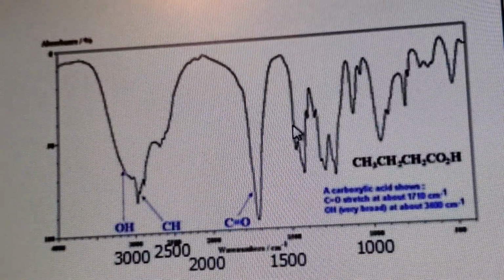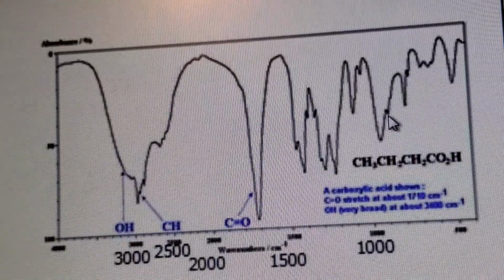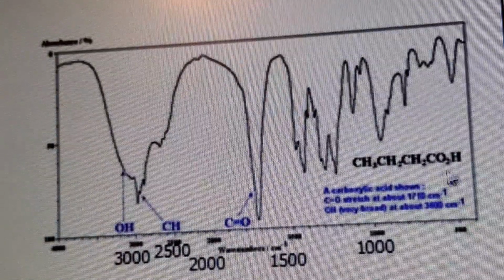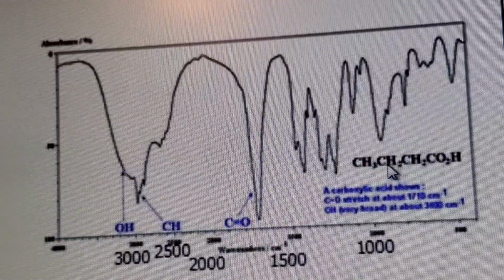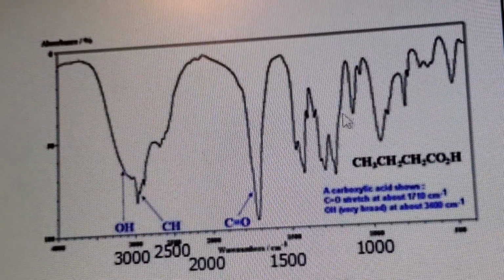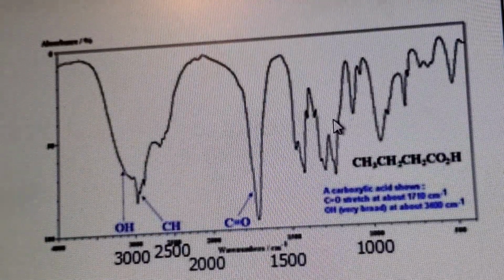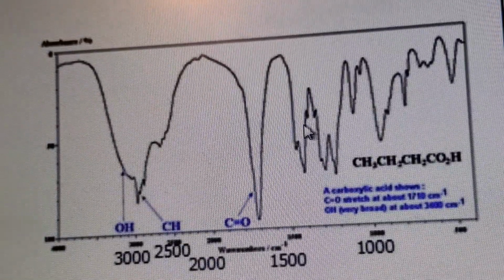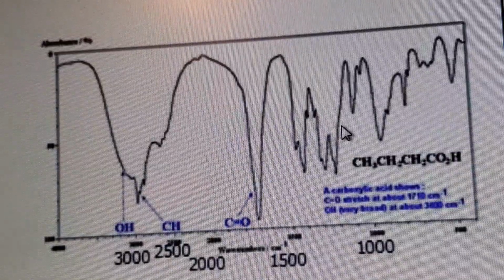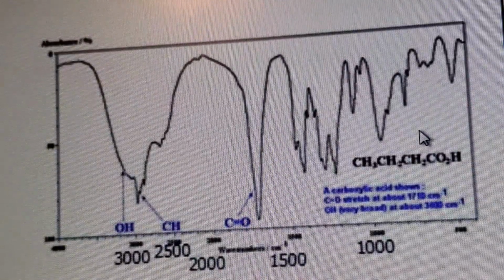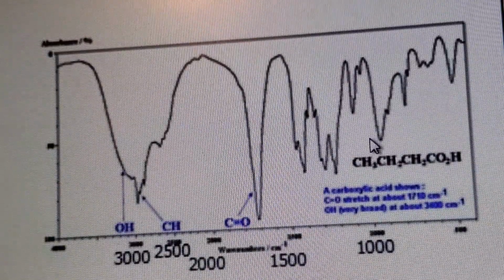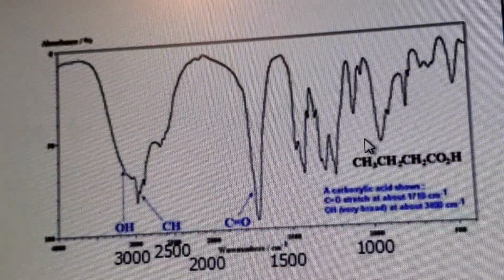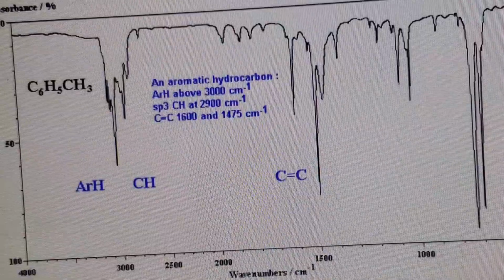And then below 1500, you don't want to say much because the carboxylic acid is able to polarize most of the molecule, so the bending vibrations are quite intense. So any stretching signals that normally come here are buried by those bending vibrations, so it's safe to avoid that.